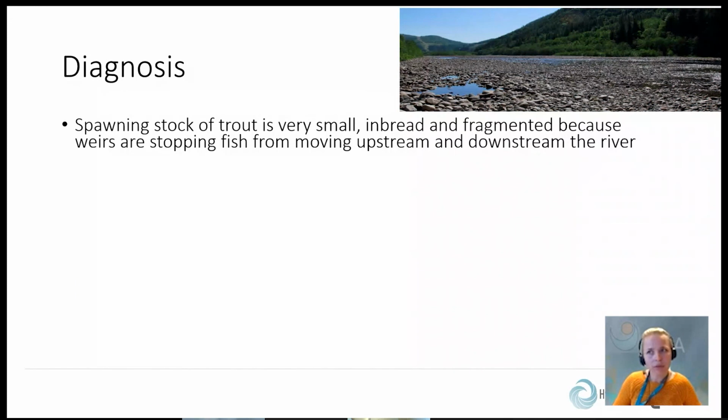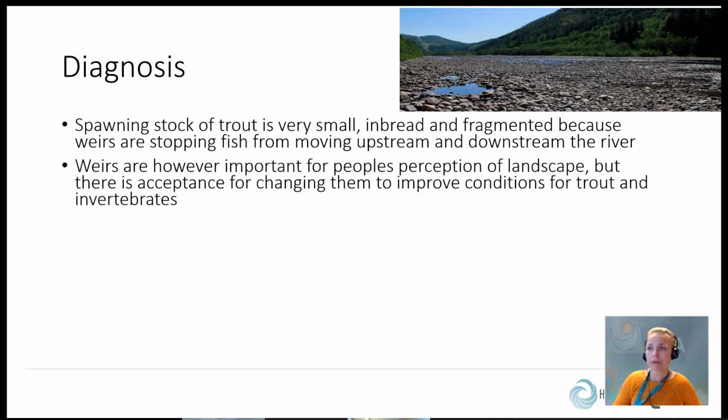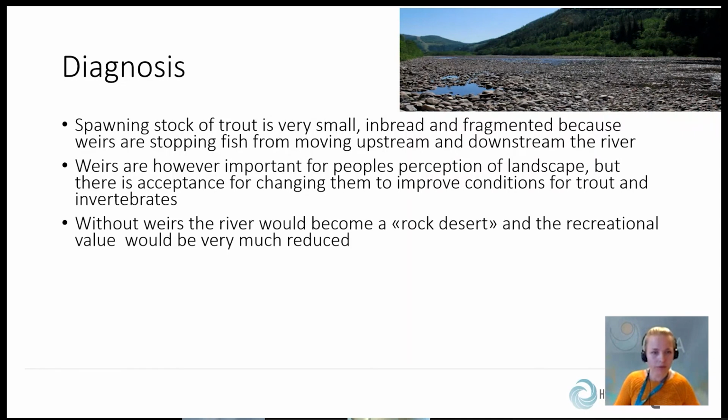So our diagnosis now is that the spawning stock of trout is very small, inbred and fragmented because the weirs are stopping the fish from moving upstream and downstream in the river. However, the weirs are important for people's perception of the landscape, but there's also an acceptance for changing them to improve conditions for trout and invertebrates. Without the weirs, the river would become more like a desert, like you see in this picture, because the riverbed is so wide. So we need something to keep the water there.